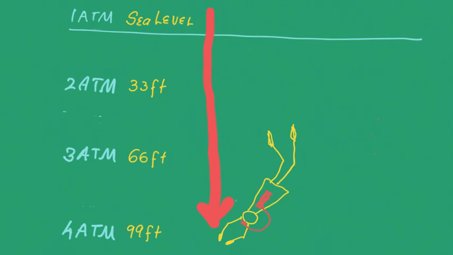So nitrogen now enters all the body tissues, including the brain. When it reaches the brain, it causes a narcotic effect called nitrogen narcosis. This is a pleasurable state which is often referred to as raptures of the deep.